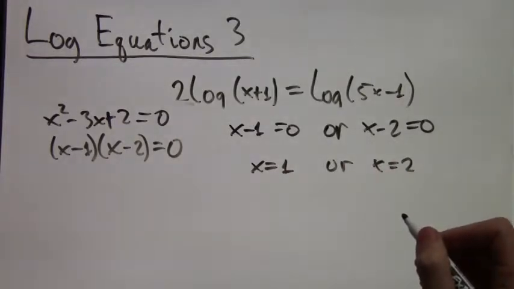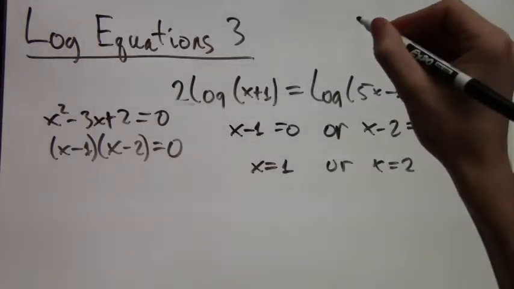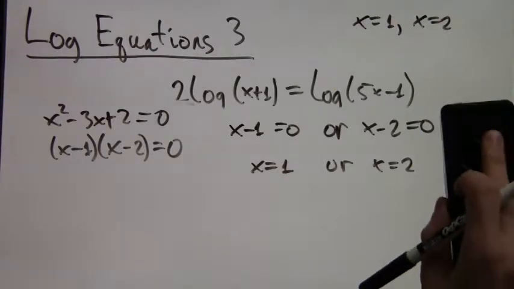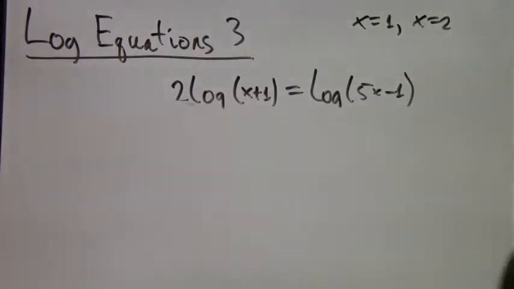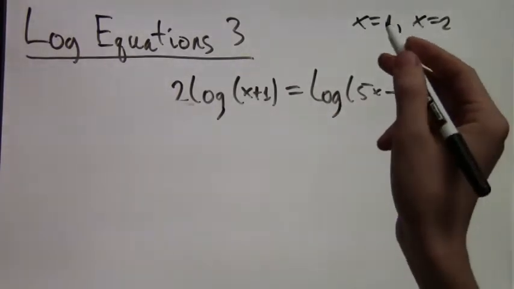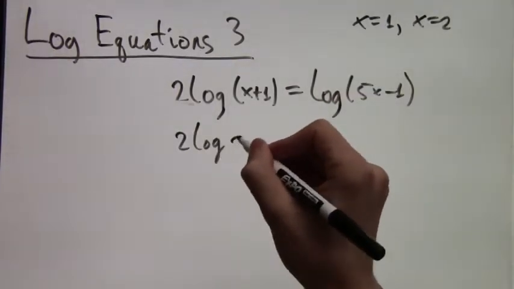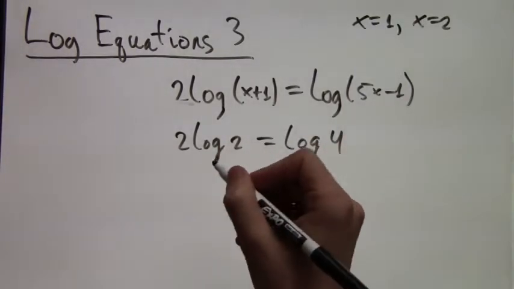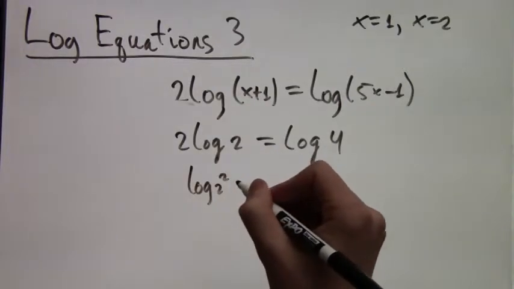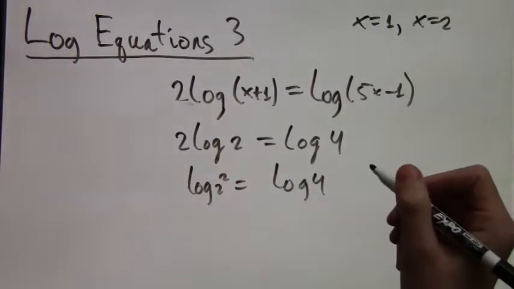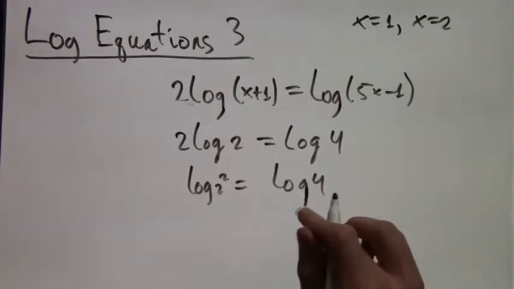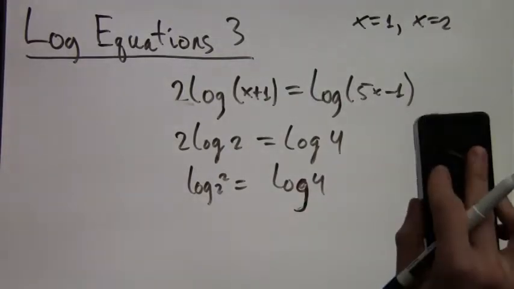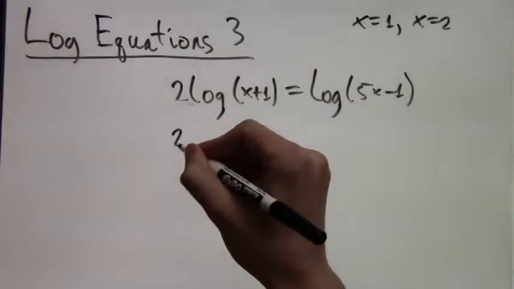Now, when we're dealing with logarithmic equations, it's important to check whether or not these answers work. So I'm going to write them in the corner, x equals 1 and x equals 2. And now I'll plug them in just to be sure. Alright, so if we plug in 1, we get 2 log 2 equals log 4, because it's 5 minus 1. Well, 2 log 2 is log of 2 squared, which is indeed equal to log 4, because 2 squared is 4. So this is correct. So x equals 1 does work.